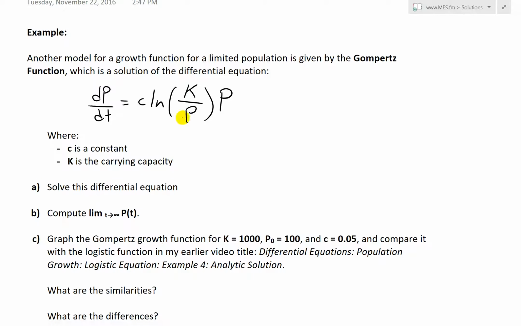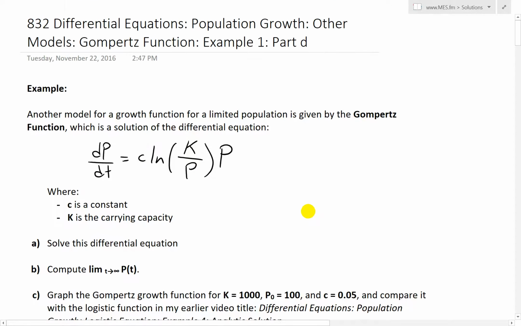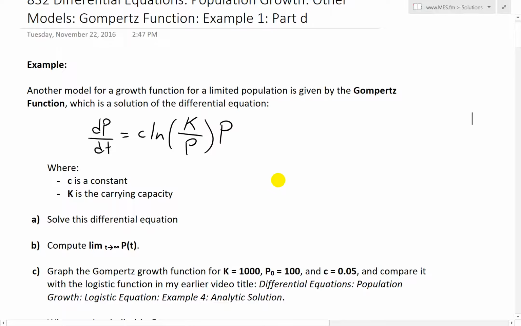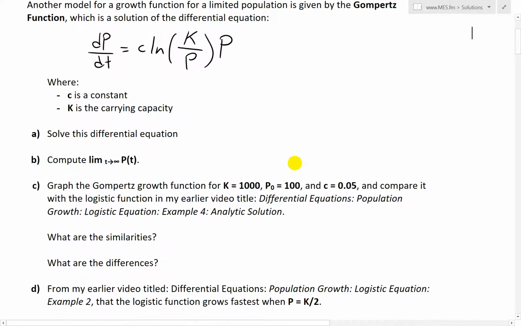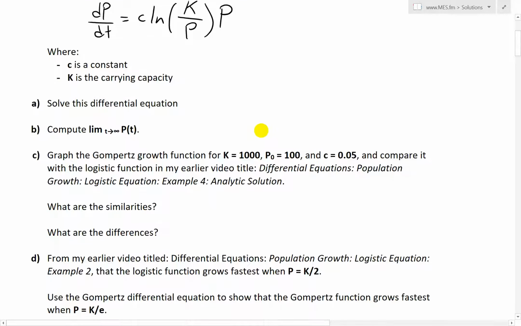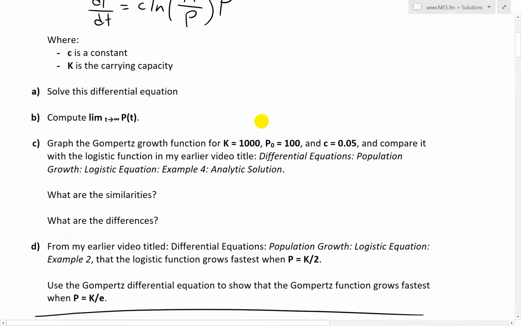So basically this is the differential equation that is used, and when you find the solution of this differential equation, it's the Gompertz function. And also in this video I'm going to go over a brief history on Benjamin Gompertz, that's his first name. So let's just go from there, and I'll quickly recap parts A, B, and C.